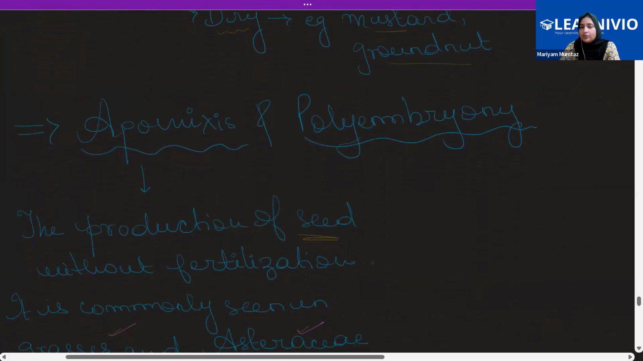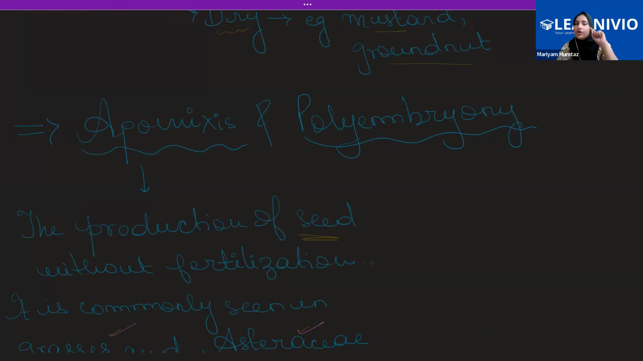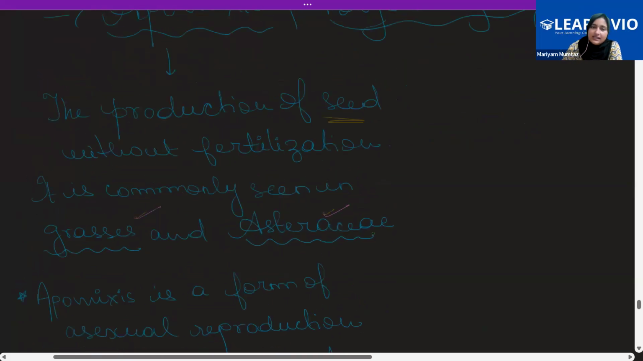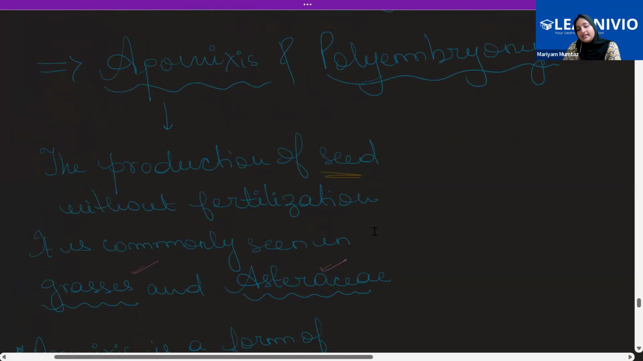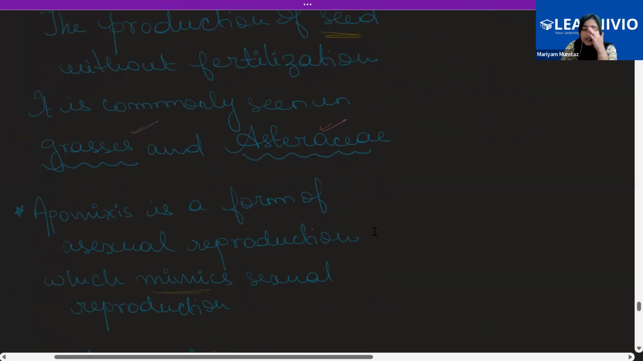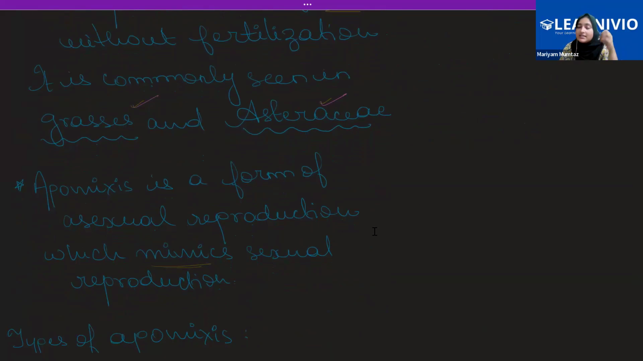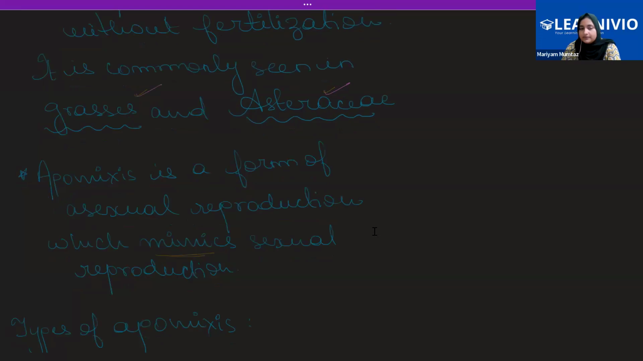Coming on to the next few topics, that is apomixis and polyembryony. Now you saw how the formation of fruit without fertilization was called parthenocarpy. Same way, when the seeds are formed without fertilization, we call it apomixis. It's not seen in every plant. It is most commonly seen in grasses and the members of Asteraceae family. So it is a phenomenon which is basically an asexual reproduction, because here fertilization or gametes are not involved, but it is mimicking sexual reproduction.